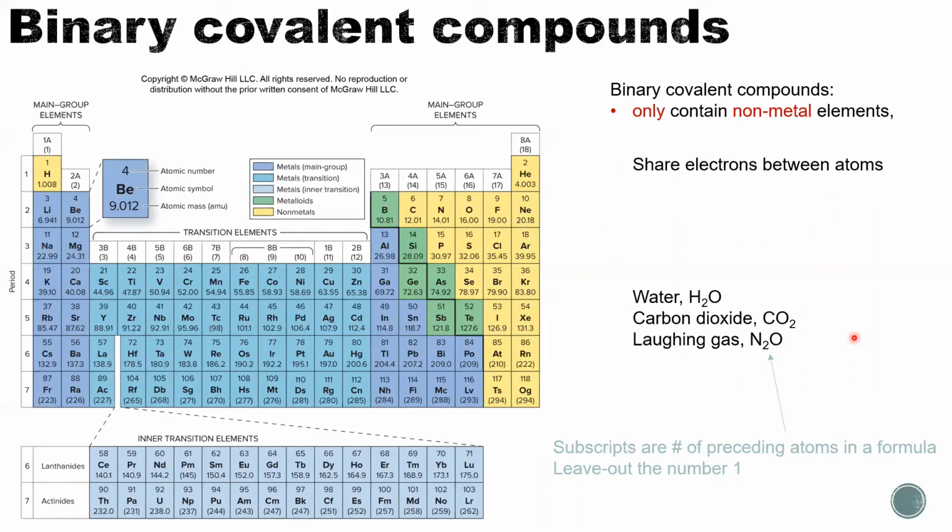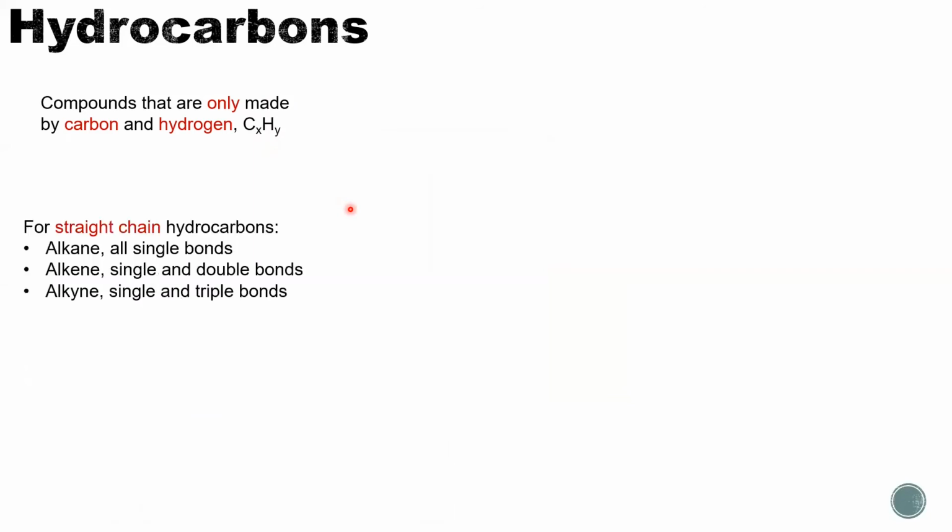There is a special type of covalent compound called hydrocarbons. Hydrocarbons are compounds that are only made of carbon and hydrogen. If you write the formula of that, in general you do not know how many carbons or how many hydrogens there are, but they only contain hydrogen and carbon. This is actually one of the big groups used in gas. It's a fuel. And in the General Chemistry 1 course, we only talk about straight chain hydrocarbons.